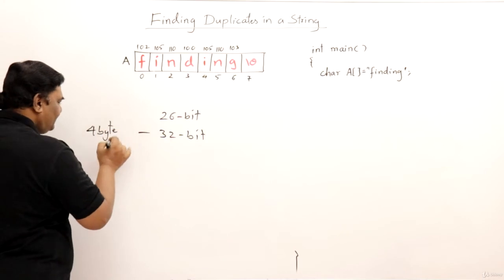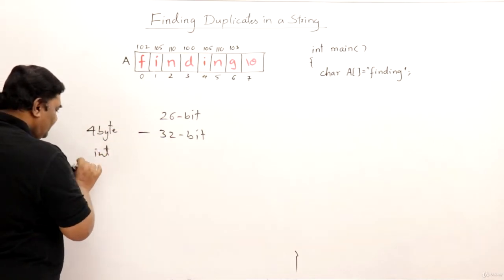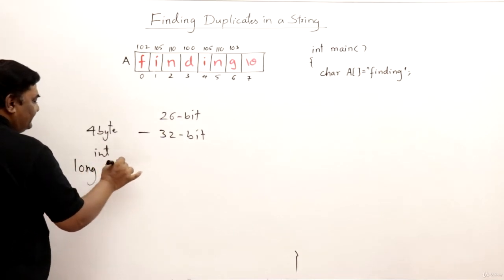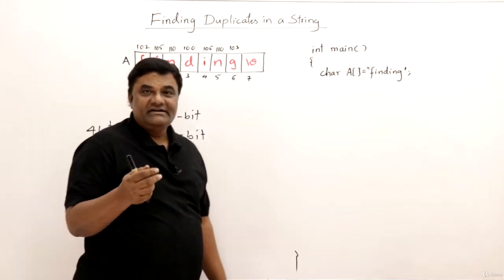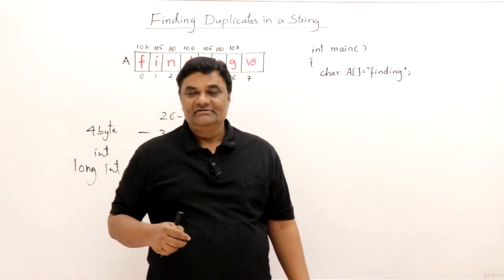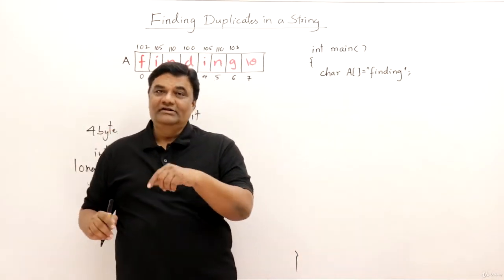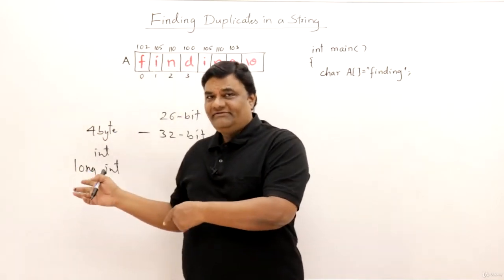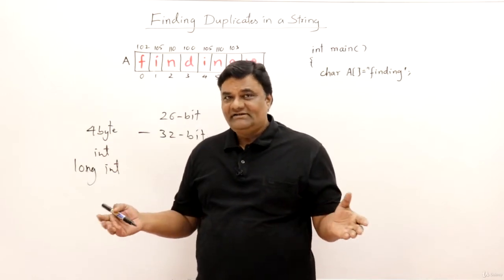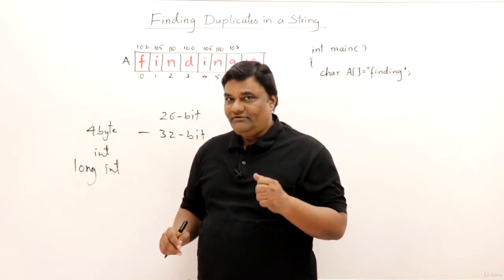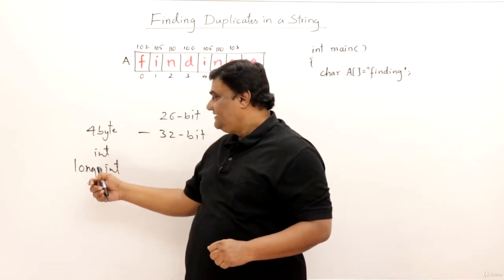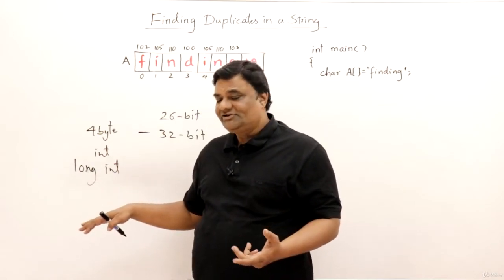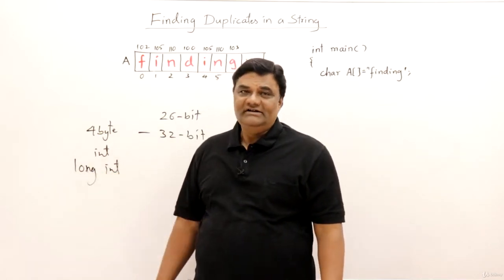So 4 bytes means either it can be an integer or a long integer. A long integer takes 4 bytes. We have been assuming that an integer takes 2 bytes, so if an integer takes 2 bytes, long takes 4 bytes. But in some compilers of C and C++, an integer itself takes 4 bytes, so just an integer is sufficient. You don't have to take long for it. So 32 bits or 4 bytes you can get just using an integer. As per my assumptions, I am taking long int, right?